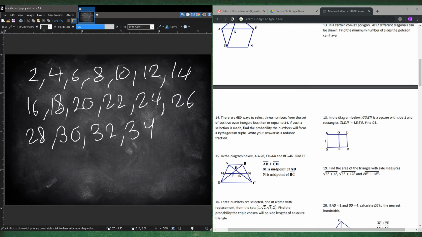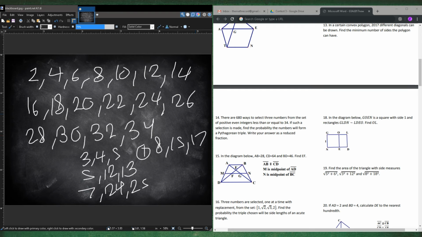Actually, I think our thing works: 3, 4, 5, 5, 12, 13, 7, 24, 25, and 8, 15, 17. There was 1 here, there was 3 here, and 1 here, and 0 here. So that's 4. Oh, I'm trying to check. Oh no, I'm adding it wrong. 3 plus 1, that's 4, 5. So that's 5 out of the 680 ways, right? Because each triangle counts 1.